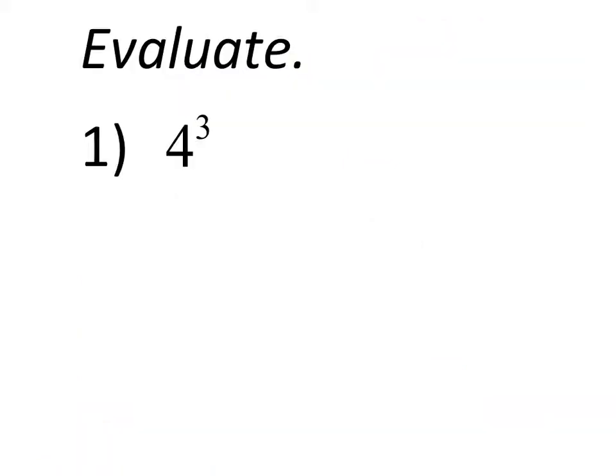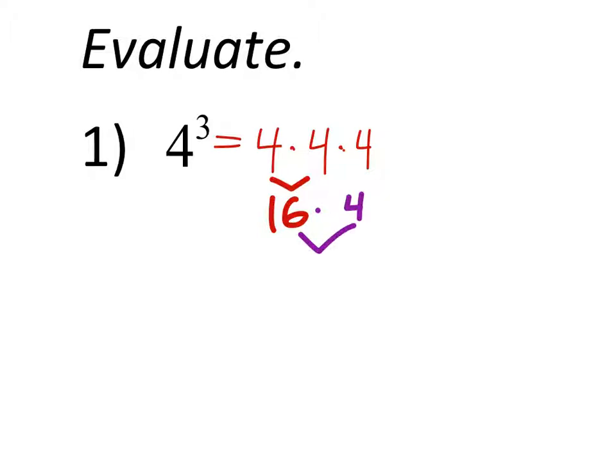So let's start with these exponent problems. Evaluate means it wants us to find the actual value of this. If we expanded this out, we'd have 4 times 4 times 4, 4 multiplied by itself 3 times. 4 times 4 is 16. But then we've got this other 4 as well, so we multiply 16 times 4. 6 times 4 is 24. Carry the 2. 4 times 1 is 4, plus the 2 is 6. So this one is 64.